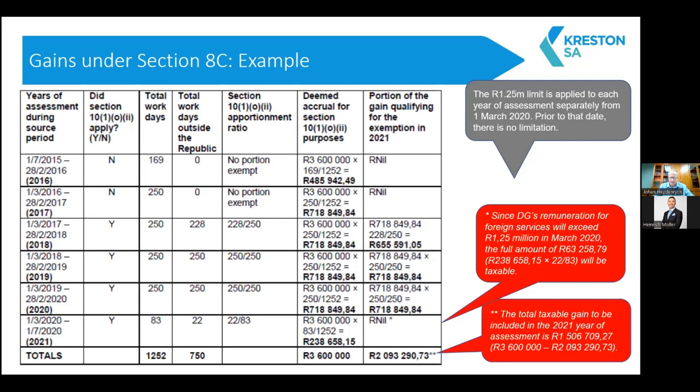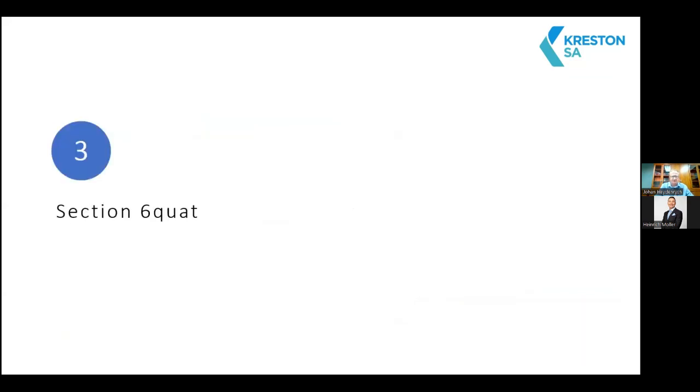Okay. And the bottom line is the total taxable gain for HC in the 2021 year is 1.5 million rand, which is the 3.6 minus the 2 million rand. Please spend some time and go through this, because once you get clients that have got HC gains, they've got bonuses, they've been outside, inside, all those kind of things, it becomes very, very complex.